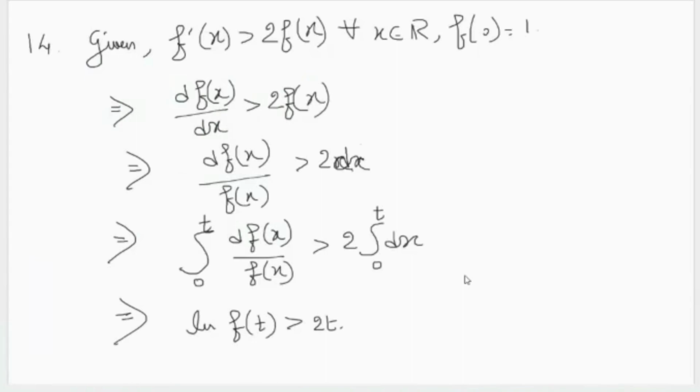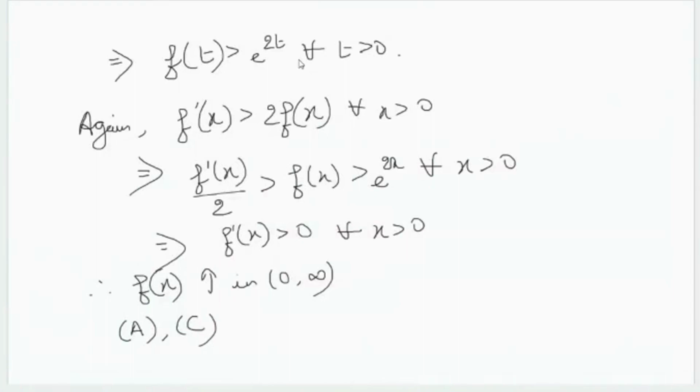Okay. So first we are given f dash x is greater than twice fx, which is the given condition. So dfx by dx, as I have written down f dash x, is greater than twice fx, taking dx to the other side in this step. And then integrating this over the range from 0 to t, we get that ln ft is greater than twice t. So ft is greater than e to the power 2t for all t greater than 0.